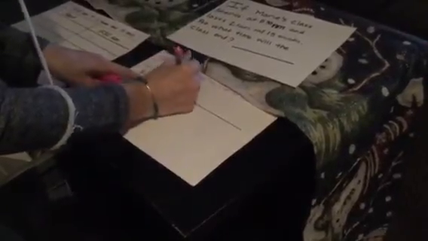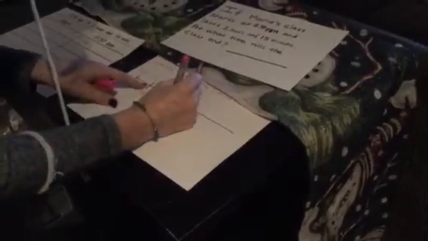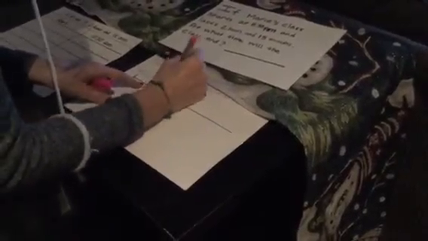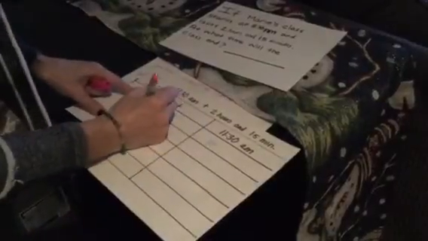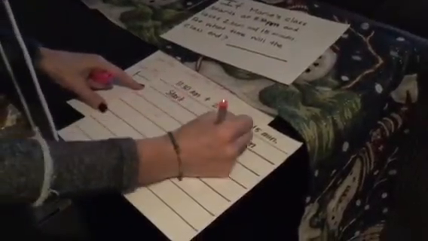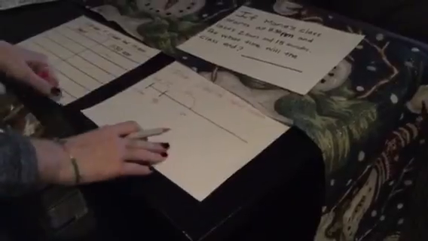So from 11:30 a.m. to 12 p.m. is 30 minutes. From 12 p.m. to 1 p.m., this is 1 hour. So we're going to add that to our time chart, 1 hour. And so now that we've jumped 1 hour, we have 45 minutes left.